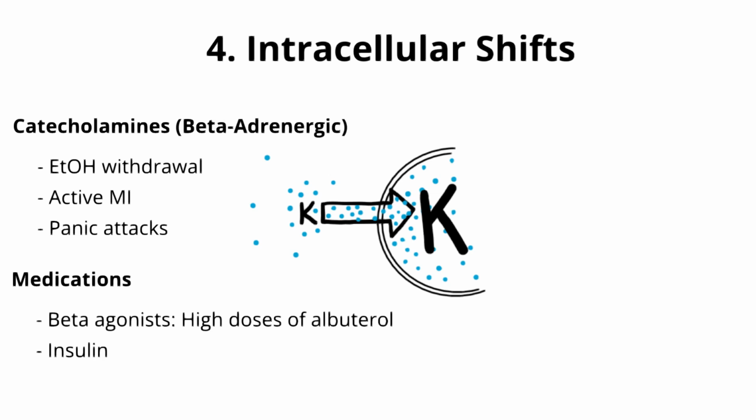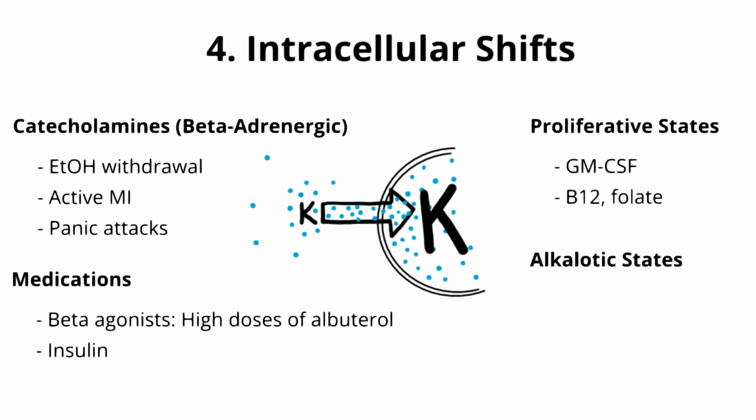Shifts also occur when hematopoietic cells are rapidly dividing, like during therapy with GM-CSF or with B12 and folate. So, whereas cell destruction leads to potassium leakage and hyperkalemia, think tumor lysis syndrome, the opposite happens during proliferative states, where potassium shifts into cells. Lastly, alkalotic states promote intracellular movement of potassium. A trick for remembering this is that in alka-low-sis, potassium is usually low.